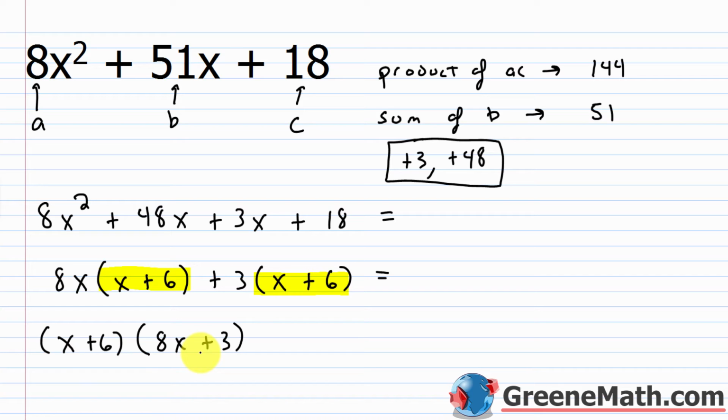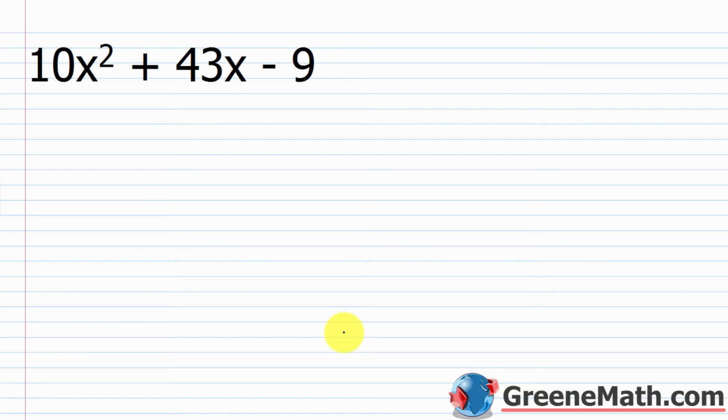Now, I'll leave it up to you to pause the video and check this using FOIL, but you will in fact get this back, 8x squared plus 51x plus 18. So this is really quite a simple process. Sometimes it will be a little tedious depending on what your integers are that you're trying to find, but it is something that you can go step by step on. All right, let's take a look at another one.